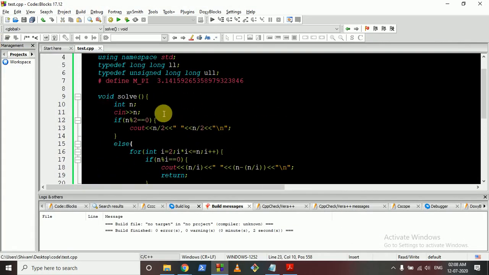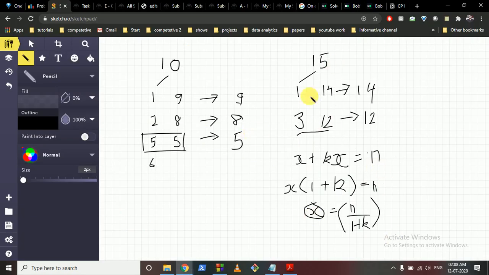The same logic can be applied to even numbers also. The smallest factor for even is 2, which means I have to divide the even number by 2, because as you can see, x is just n divided by the smallest factor. The smallest factor is 2. So the number will be 10 divided by 2, which is 5. And if one number is 5, and I know n, then the next number will be 5. Thus you can apply this concept for both even and odd numbers.